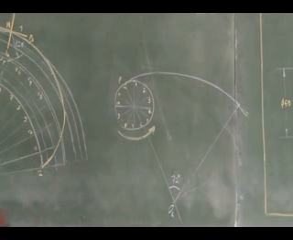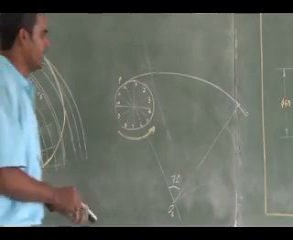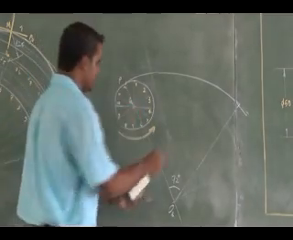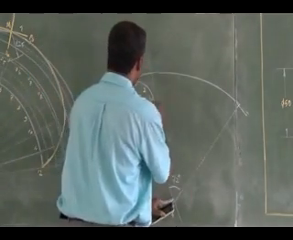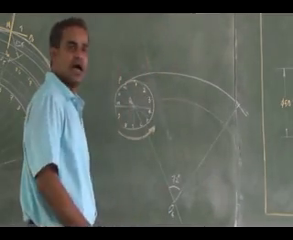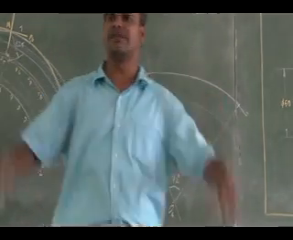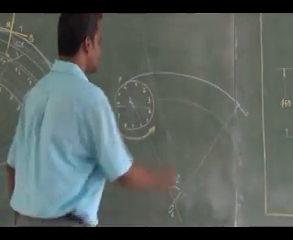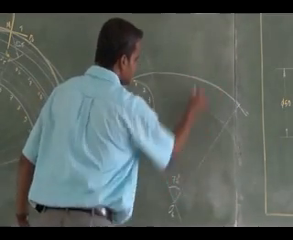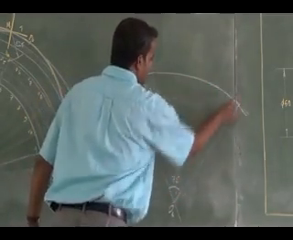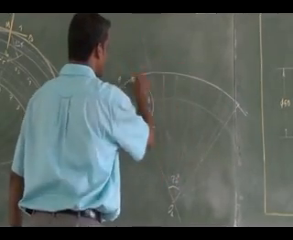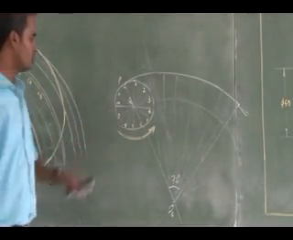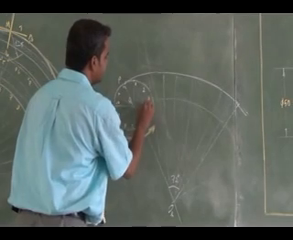Then what do I have to do? I have to draw a central arc from this center, like this. I have to divide this 72 into 12 equal divisions. 72 divided by 12, how much? 6 degrees. So I can divide this into 6 degree divisions. How many divisions will there be? 12 divisions. Right. Now I have to mark the various centers.